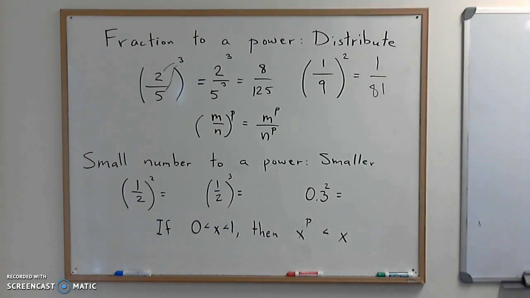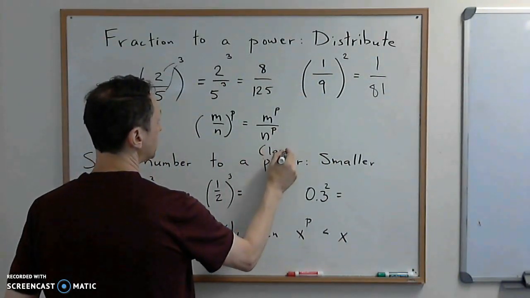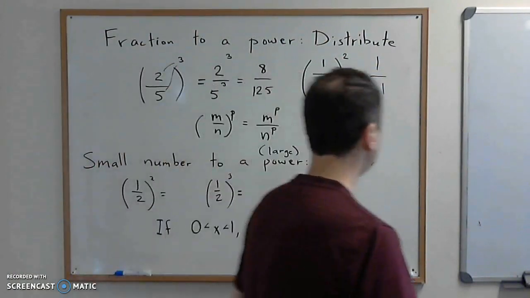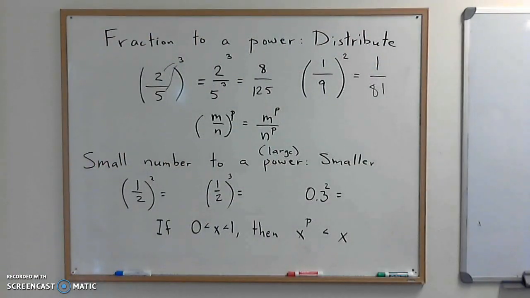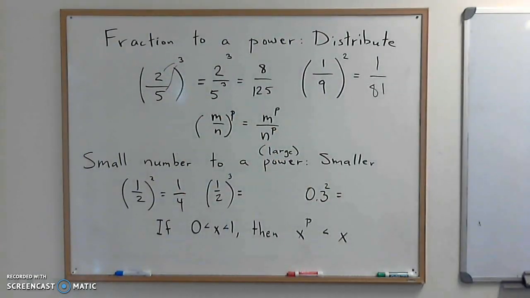Moving on to the topic of small numbers. Here the rule is that a small number to a power is smaller. And I guess I should clarify again that this power has to be large for this rule to be true. A small number to a large power is smaller than what we started with. For example, we just learned how to take fractions to a power. What is 1/2 squared? You square each one of those numbers, you get 1/4. 1/4 is smaller than a half.